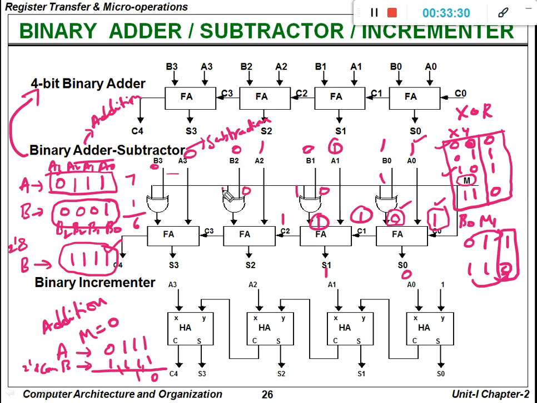Now once again we need to consider this B2 value. B2 is 0. M is 1. So 0, 1 will be 1. Now add 1 plus 1 plus 1, which is 1, 1. This one, this one.